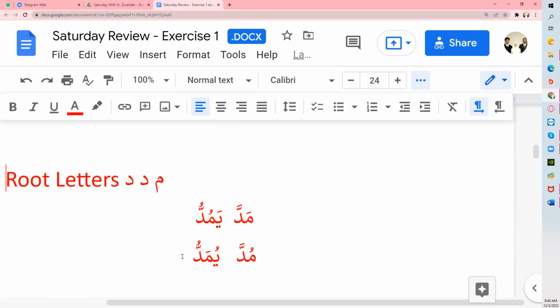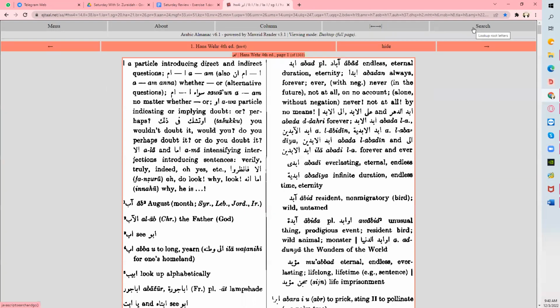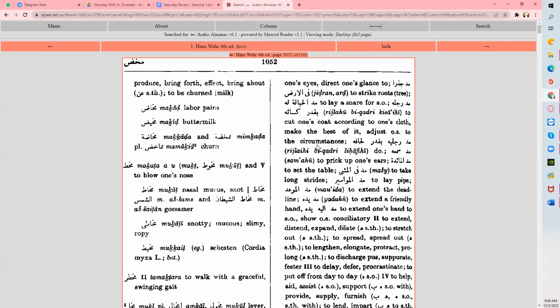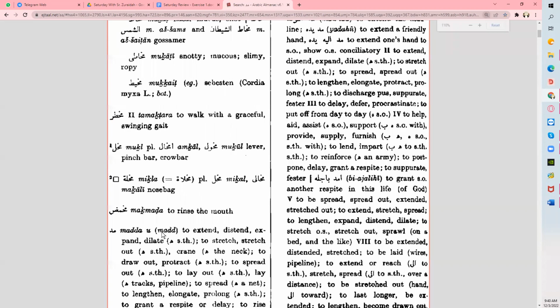So now the masdar for family one, we would look up the dictionary. Let's look up the dictionary. Because this is mujarrad, it's family one. The root letters were mim and dal. We don't need to put mim dal dal, we just put mim dal, and it'll come to where we want it to be, which is here. Madda.